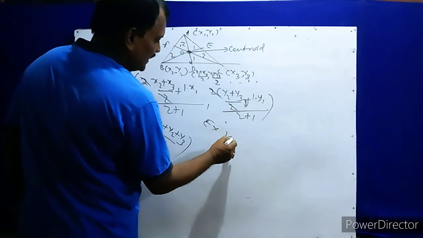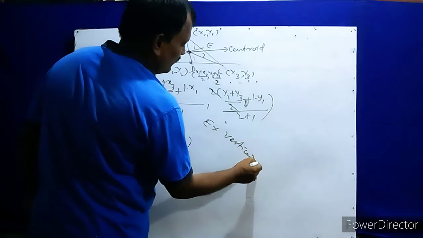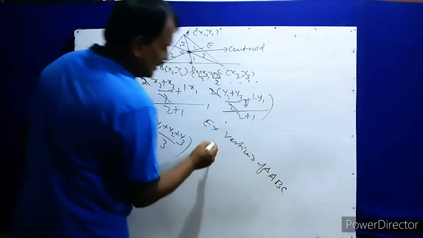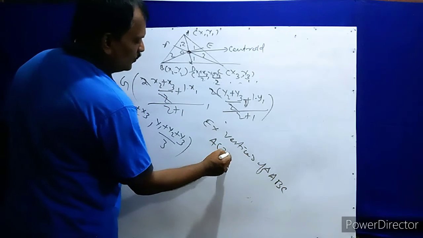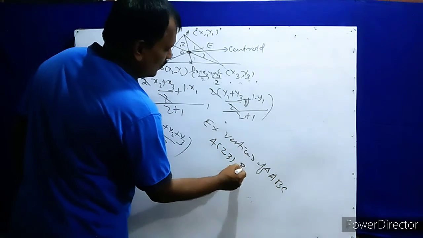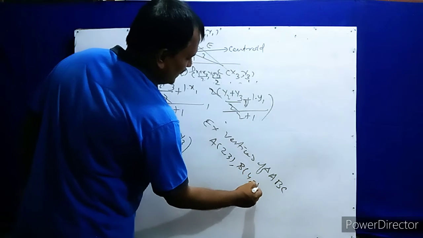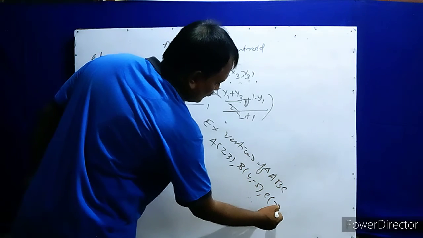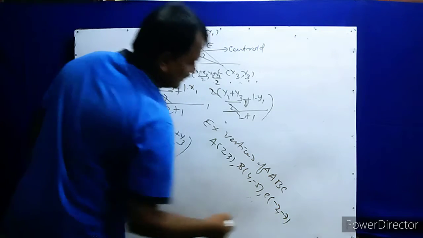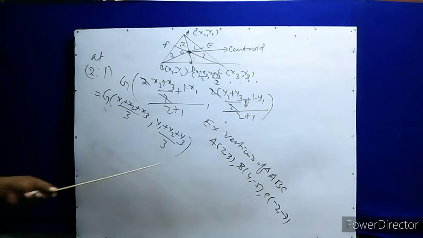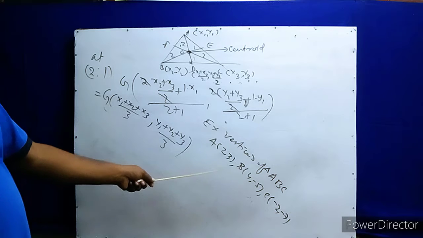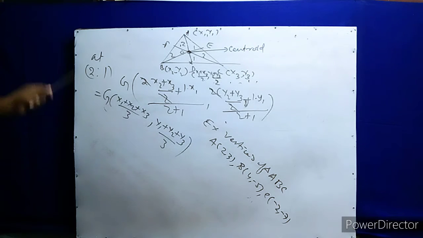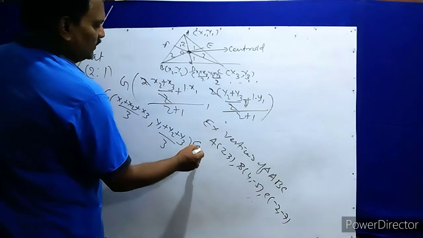If the vertices of a triangle ABC are given: A equal to 2, 3, B equal to 4, minus 5, and C equal to minus 2, minus 7. So these are the 3 points given. Here the first point is x1, y1, second point is x2, y2, and third point is x3, y3. And we need the position of the centroid.